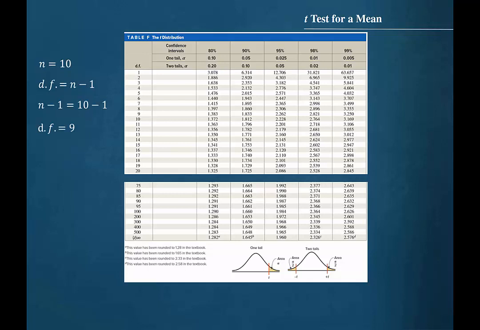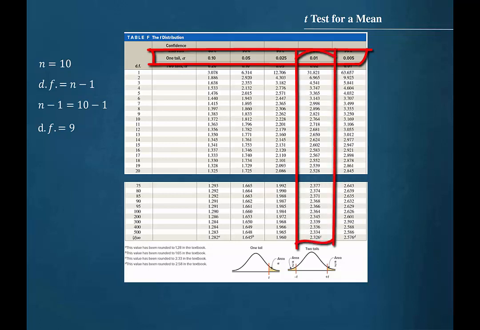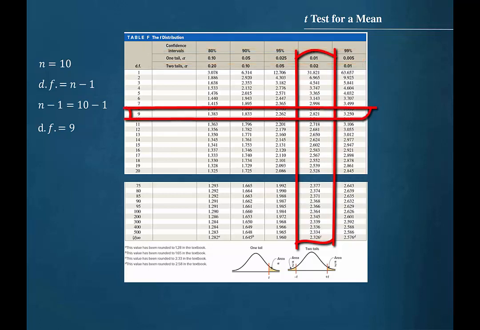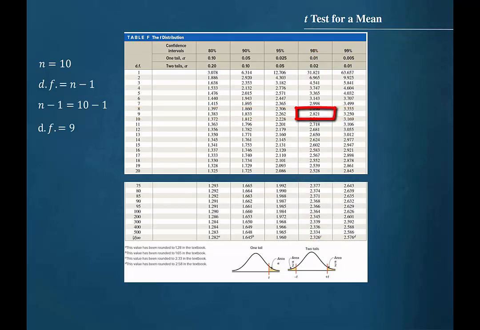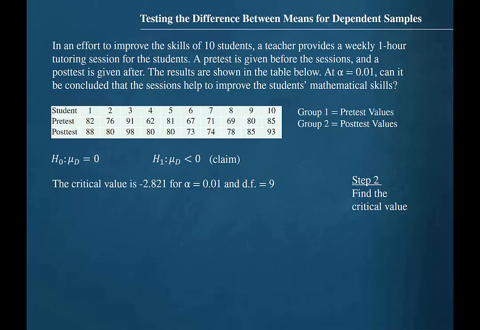Since this is a one-tailed test, we will travel along the second row of the t-distribution table until we locate the column that contains the critical values for tests with a 0.01 level of significance. And we will find where that column intersects the row with 9 degrees of freedom. This intersection occurs at the value 2.821. Since this is a left-tail test, the critical value is negative 2.821 for alpha equal to 0.01 and 9 degrees of freedom.